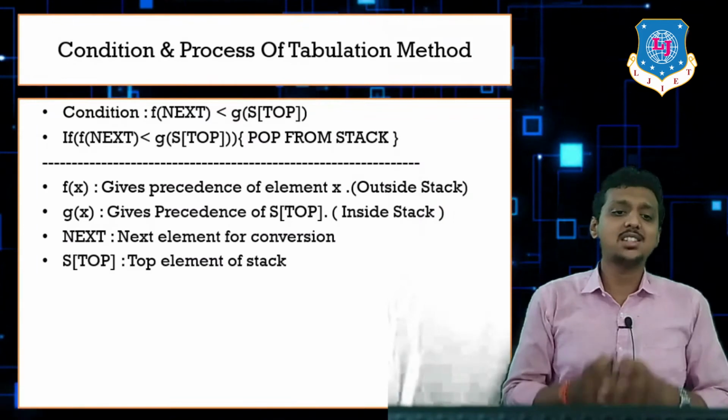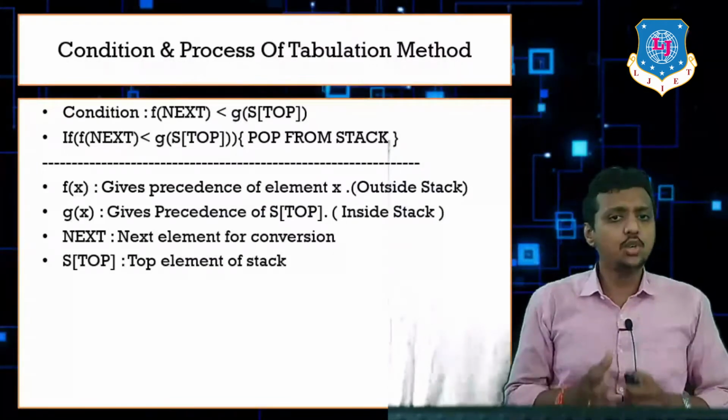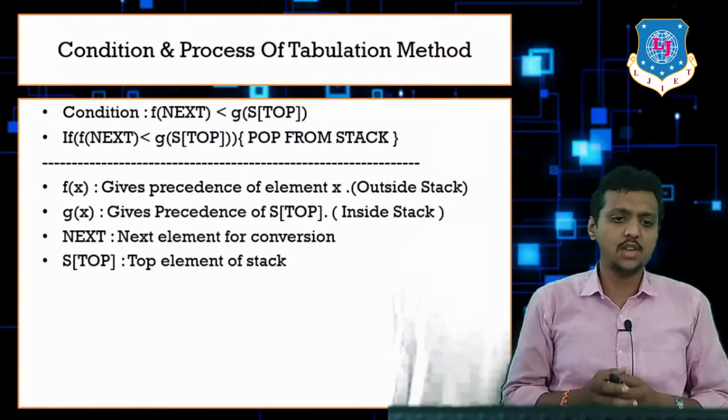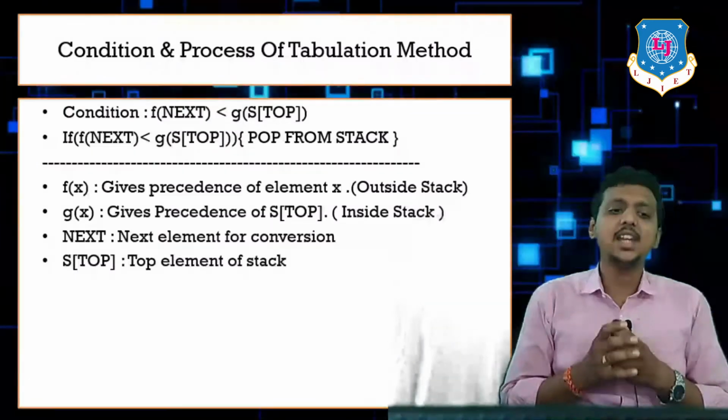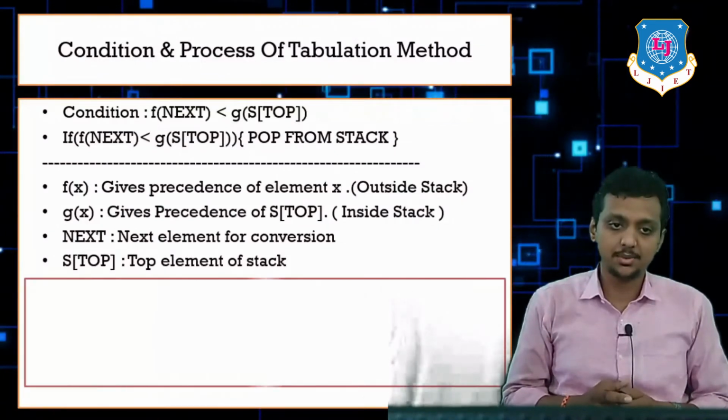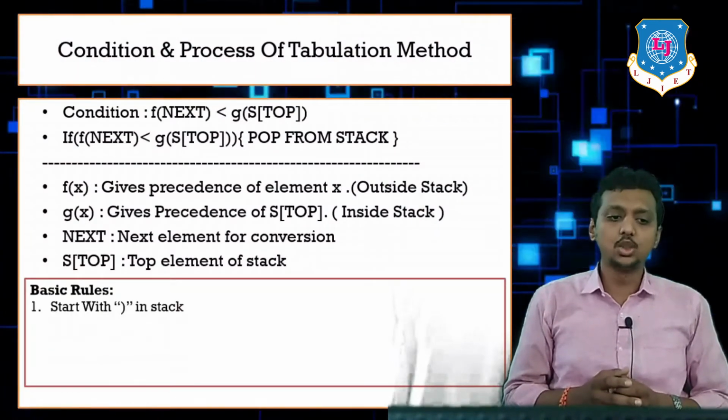Then f of x gives the precedence of the element x, g of x gives the precedence of the element s of top. Next is the next element for the conversion, and s of top is the topmost element of the stack. So those are the basic rules.